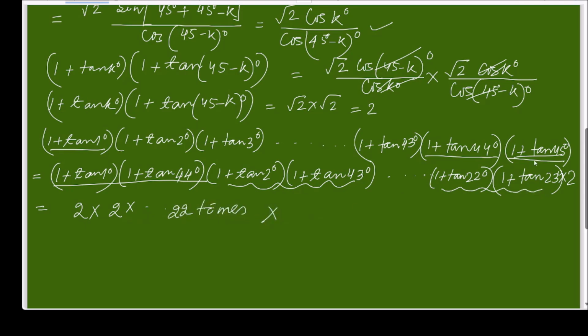Another 1 plus tan 45 degree is equal to 2, because tan 45 is 1. So this will be 2 multiplied how many times? 23 times. So 2 into 2 into 2 will be 2 raised to the power 23. So this will be the proof.